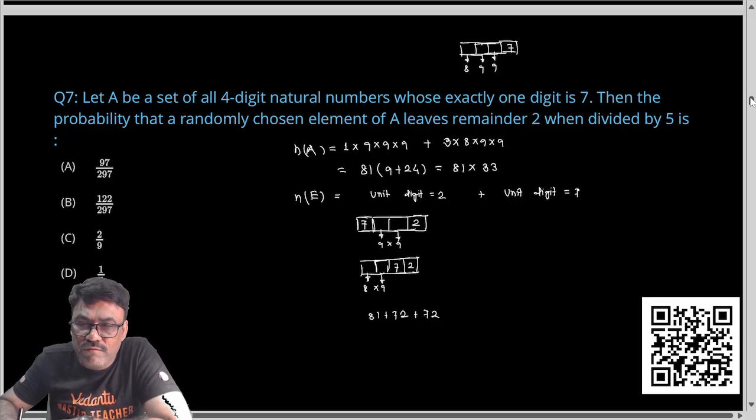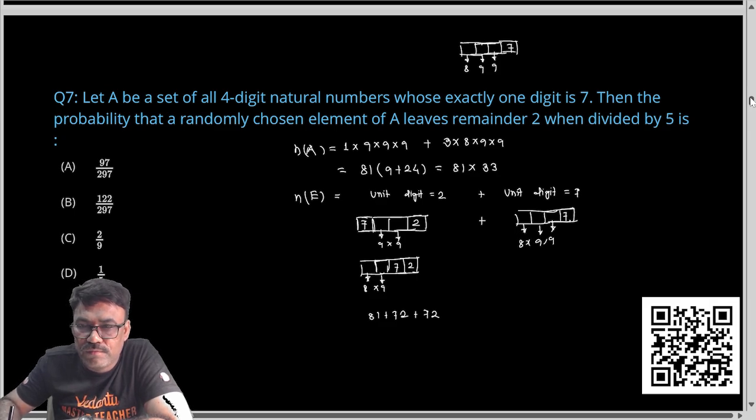Now let's move to when the unit digit is 7. When the unit digit is 7, this place can be filled in 9 ways, except 7. And this place can be filled in 8 ways. So this is the favorable number of ways.